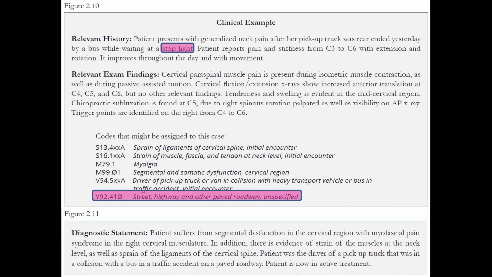The final code in this case is street, highway, or other paved roadway. It's also an external cause code. It describes a location. It's a Y code, okay? And if you look up in the notes, the only thing that really explains that is the stoplight, right? I'm like, well, is that a paved roadway? Maybe, maybe not. I've never seen a stoplight on a dirt road, but maybe they happen. So I just added in my diagnostic statement information that it was a paved roadway.